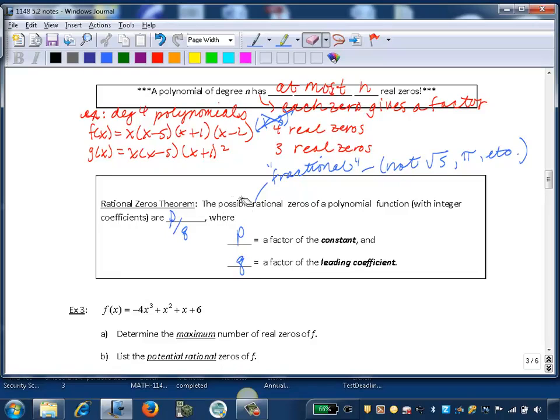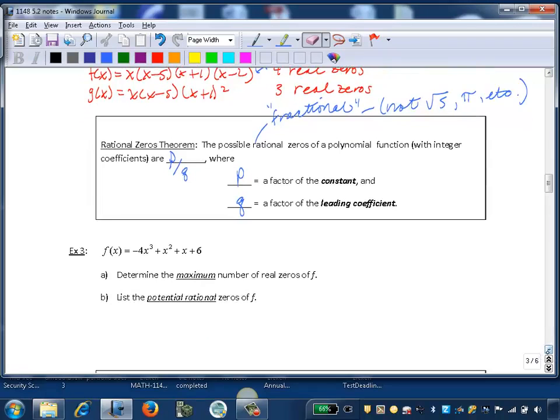Okay, so let's just remember, this is only giving us possibilities. It's giving us a list of possibilities. It might turn out that none of those zeros on the list are actually zeros of that polynomial function. But it's a list of possibilities that can help narrow down our work once we start identifying zeros of these polynomials. So let's look at this example, example 3.